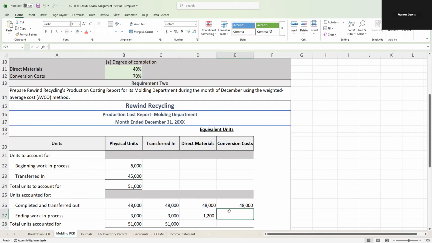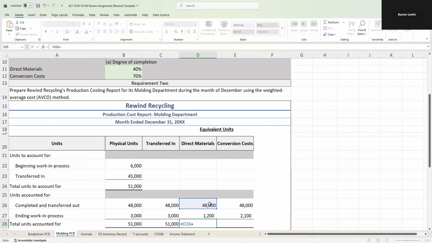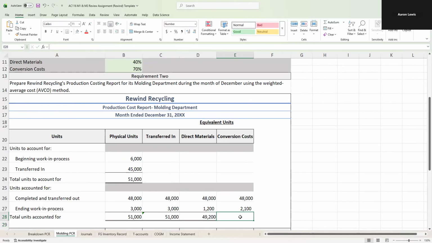Do the same thing over here for your conversion costs. Take the 3,000 units in ending WIP, multiply it by the 70% they are complete for conversion costs, and you come up with 2,100, which means we could have made 2,100 bins for the same amount of conversion costs that we paid to make these 3,000 units 70% complete. And then for your total units accounted for, your total equivalent units of production, just add together your completed and transferred out and your ending WIP for both of these.